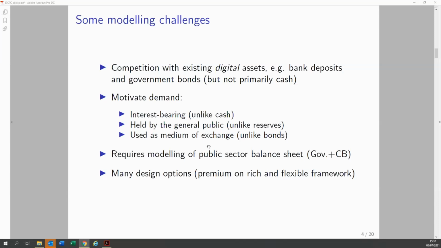Another thing that we want to highlight is if you want to think seriously about CBDC, you really do need to think about the public sector balance sheet. So that's the government and the central bank. The central bank is an obvious one because it would be the issuer of CBDC. But the government is also important because if CBDCs are to be backed by government bonds, then you need to meaningfully model the evolution of government debt and what changes to that stock imply for other variables such as taxes, etc.